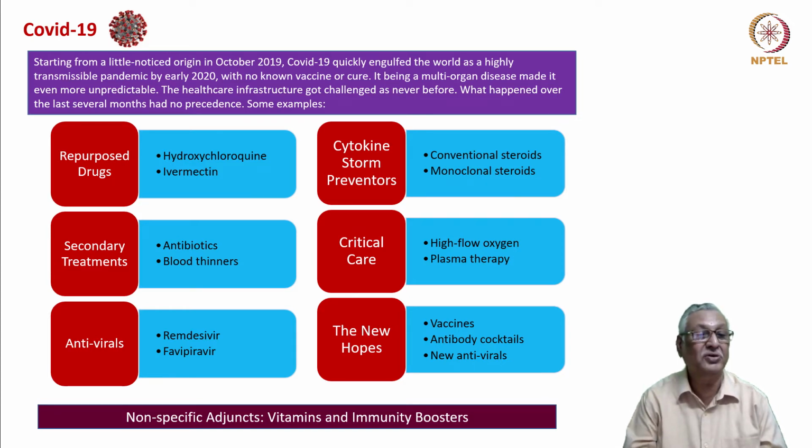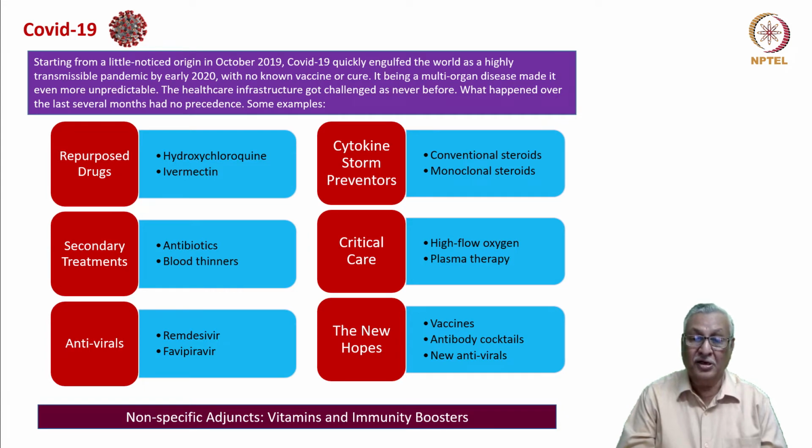Some examples. Drugs were immediately and urgently repurposed. Hydroxychloroquine, ivermectin are two such drugs. There were secondary treatments that were brought in terms of antibiotics and blood thinners. Existing antivirals that were purposed for certain other viral diseases were repurposed and reused for this purpose. Remdesivir sterile injection, favipiravir oral drug were such viral drugs. Cytokine storm preventers were used because treatment of COVID-19 resulted in cytokine storms. Therefore, conventional steroids and monoclonal steroids were used to abate cytokine storms.